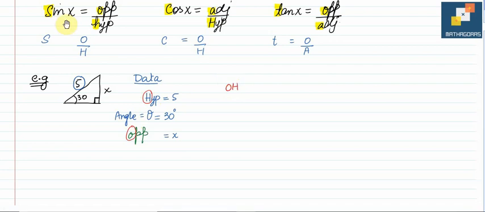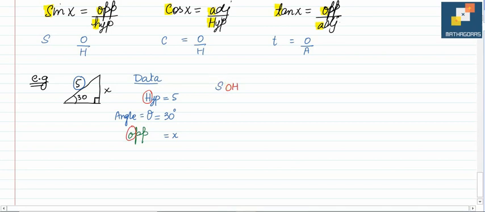Now, in your working formulas, where can you find O and H? In tan we have O and A, not suitable for this question. In cos we have A and H, not suitable. In sine we have O and H, suitable, tick mark. So that is how we find out that we need to apply sine in this question. That is a very simple but very effective technique to build a strong foundation of trigonometry. So now I know that I am going to apply sine here.